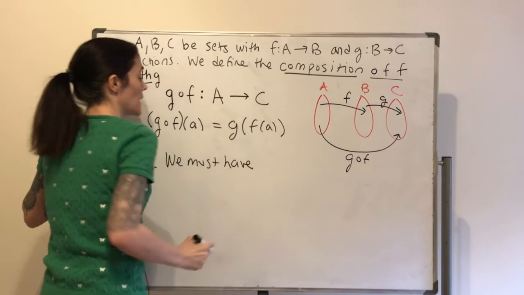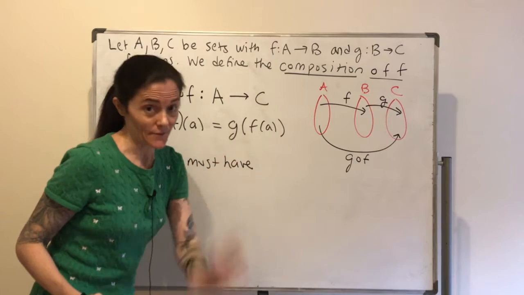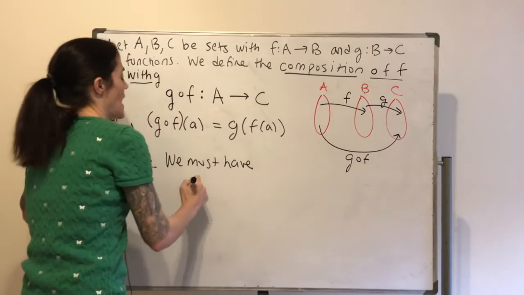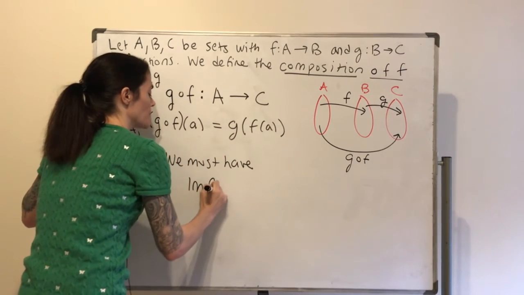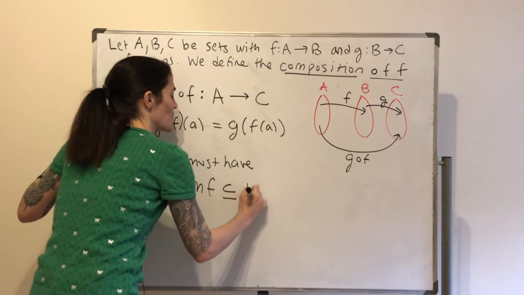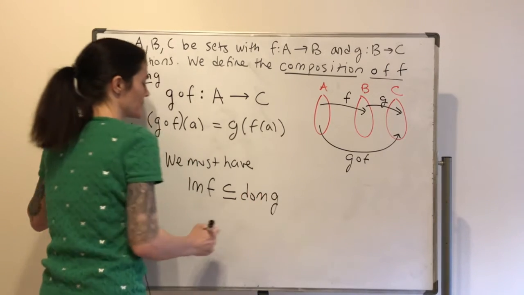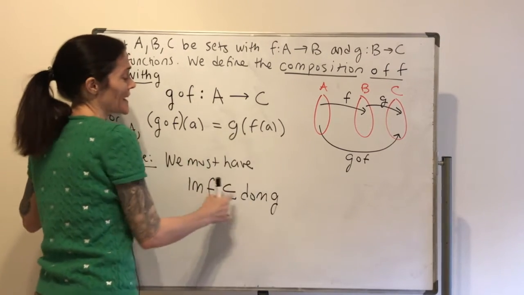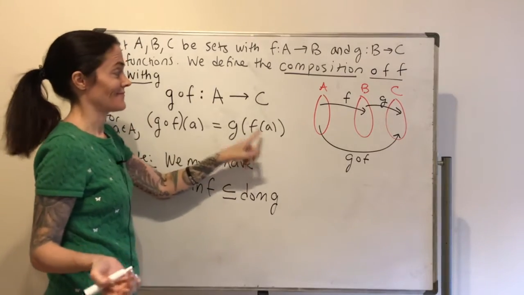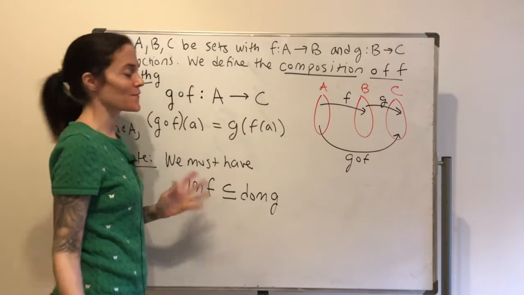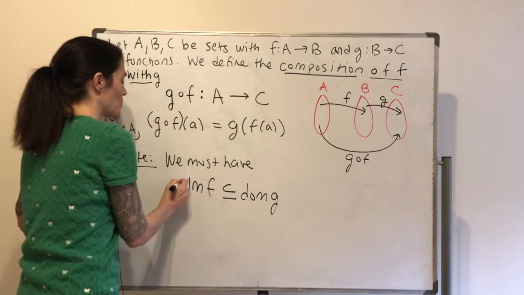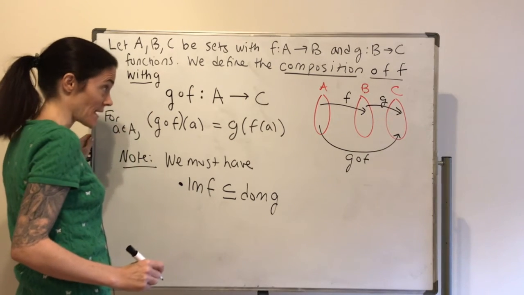Now, absolutely, this is a very important observation that we must have. In order for the composition to be defined, we must have that the image of F is contained in the domain of G, right? Because you're evaluating G at an element in the image of F. So you must have this in order for the composition to be defined.